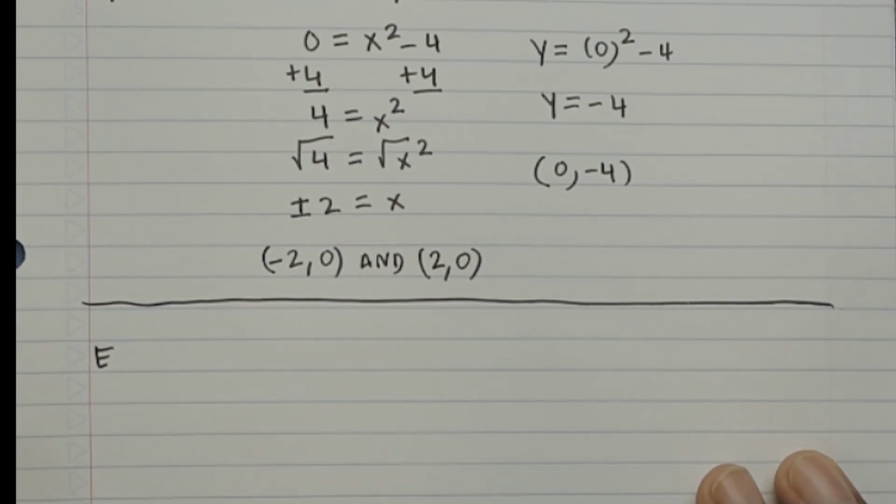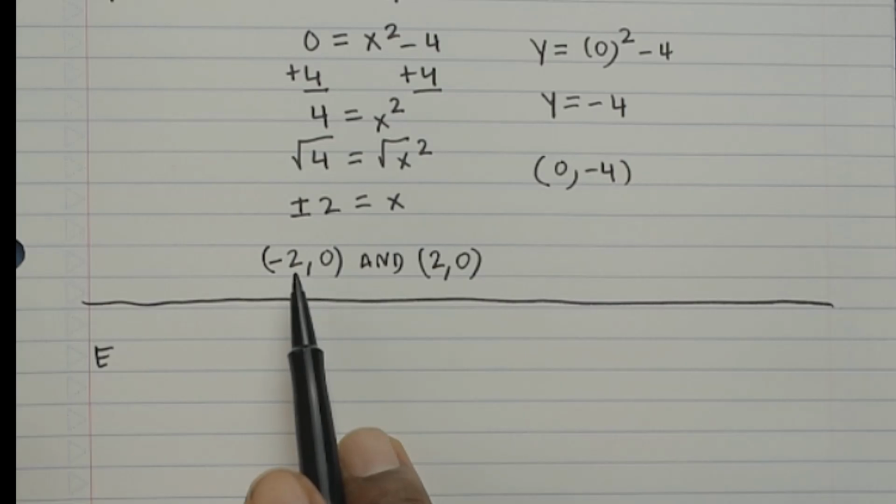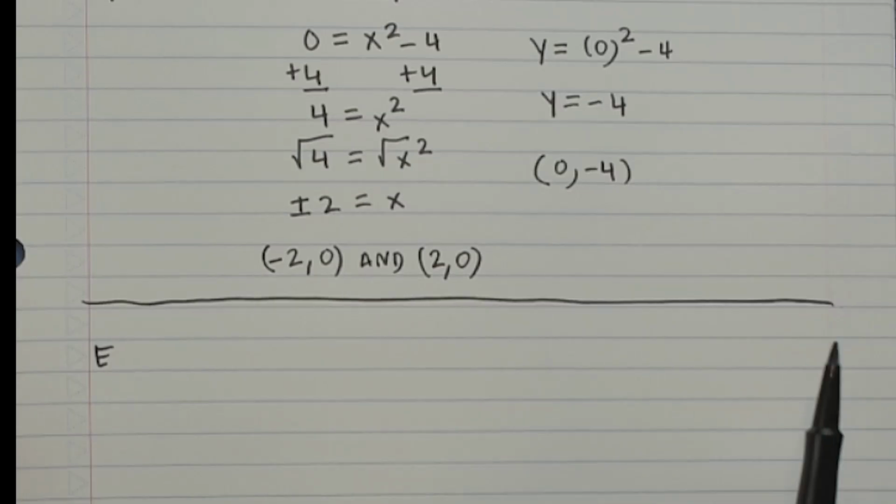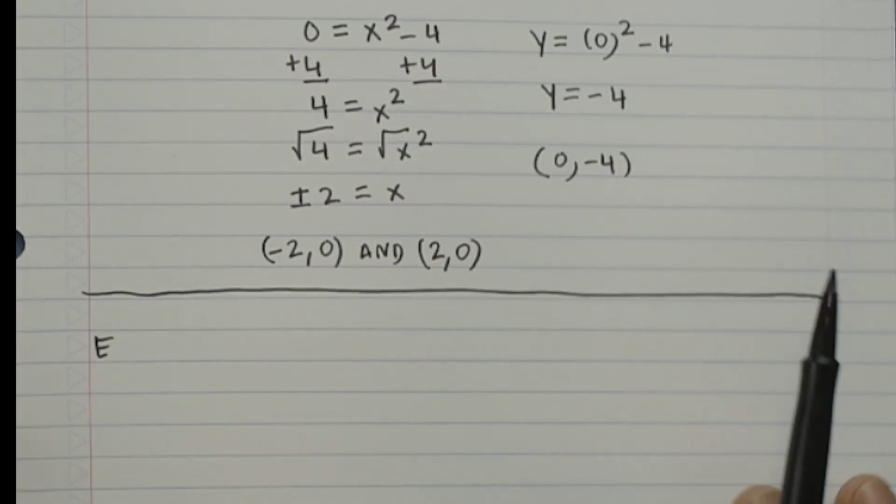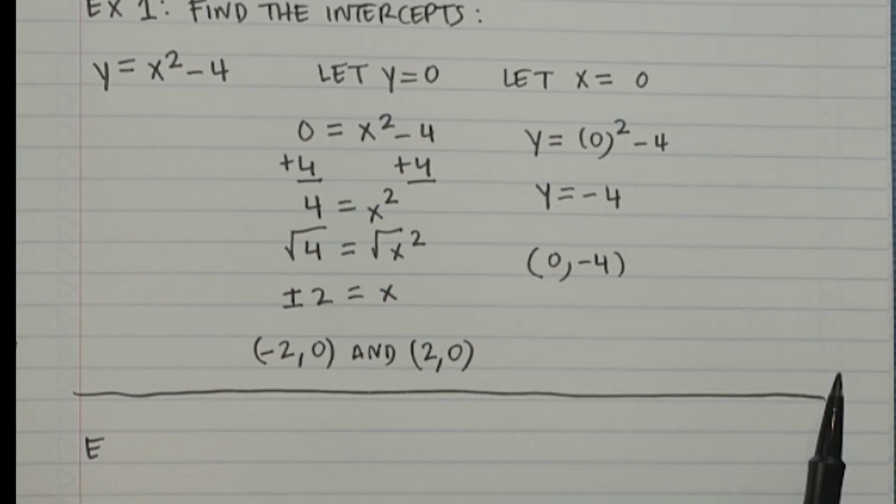I do apologize. I don't know if you can see that. The final result for this one was (-2, 0), (2, 0), and (0, -4). So those were the intercepts for that particular problem.